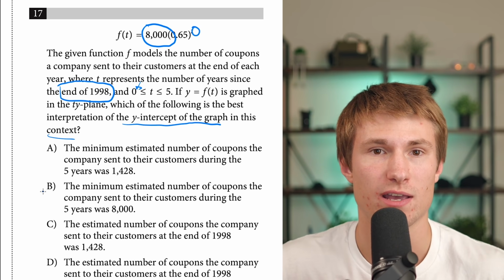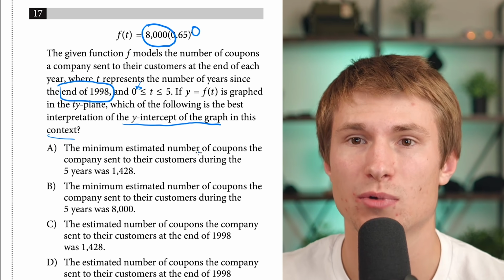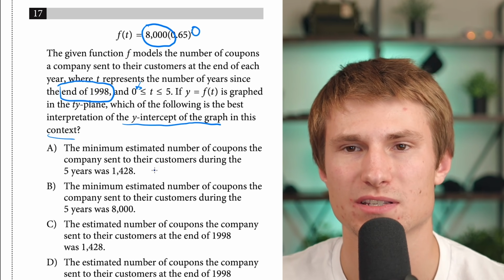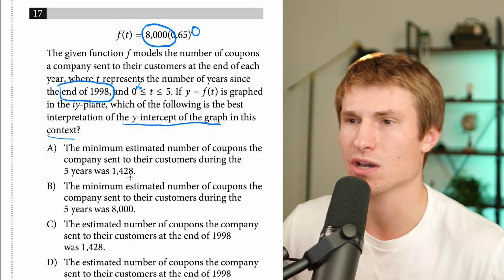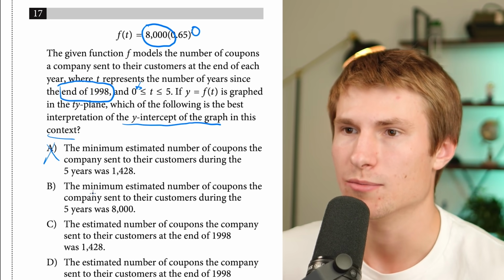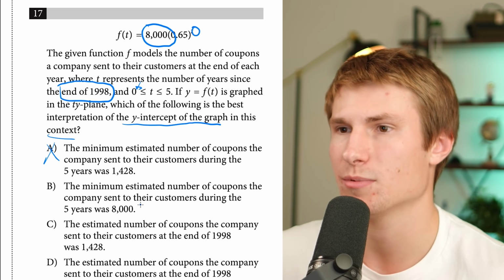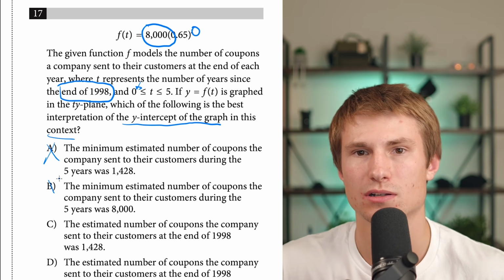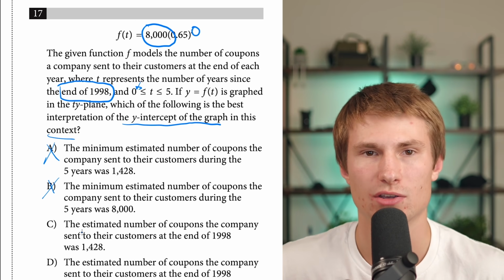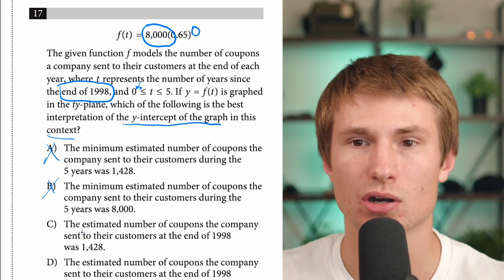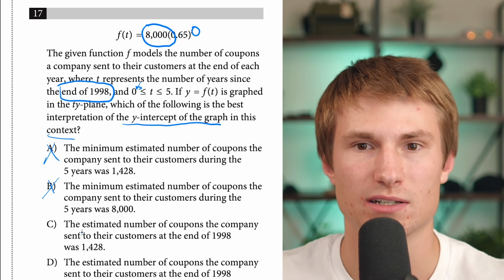So let's go ahead and read through A through D, and let's find the answer. A, the minimum estimated number of coupons the company sent to their customers during the 5 years was 1,400. No. B, the minimum estimated number of coupons the company sent to their customers during the 5 years was 8,000. No, this is just the value at the beginning of the time. So this is the number of coupons that they sent at the end of 1998.